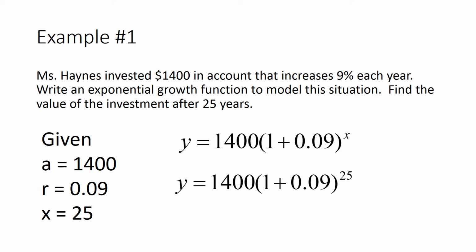Now, you can just simply put this in your calculator exactly the way that it is. In your calculator, you would put in 1,400 parenthesis 1 plus 0.09 close parenthesis caret 25, and you put that all in as one step. You do not have to separate it. Put it all in as one step if you have a graphing calculator, and it will give you a nice pretty answer.